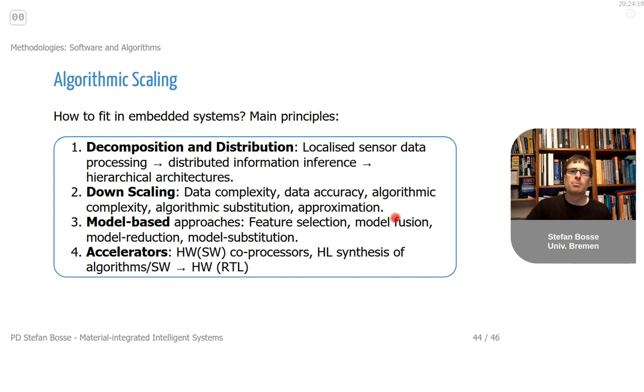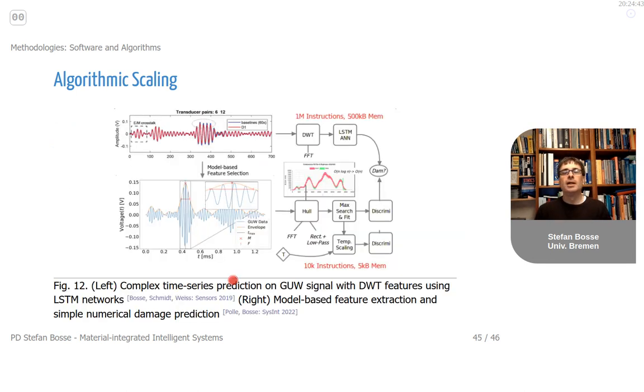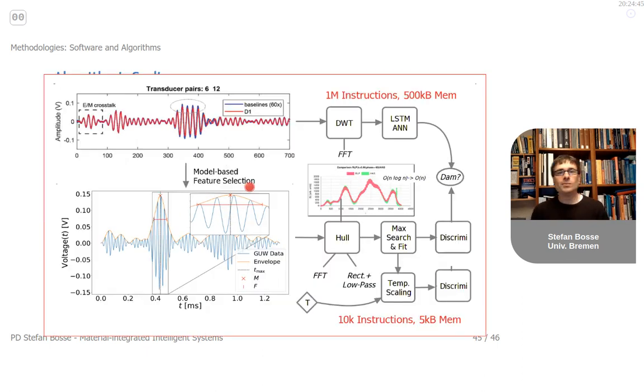And here the main principles are decomposition and distribution, already shown; downscaling, that means reduction of data complexity, data accuracy, algorithmic complexity; algorithmic substitution, approximation, model-based approaches, including model reduction and model substitution; and of course accelerators in hardware and software, coprocessors, high-level synthesis of algorithms from software to hardware and RTL. Here we have an example to conclude. Here we have this ultrasonic signal, and you see here the difference between the baseline and the damage is a very small difference in the signal.